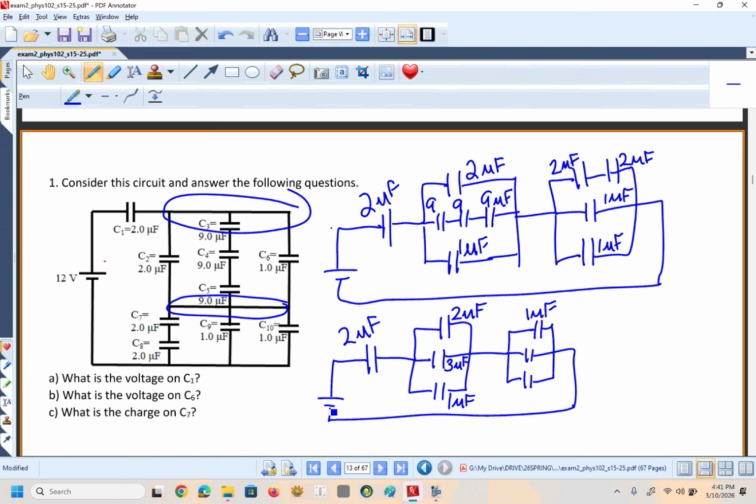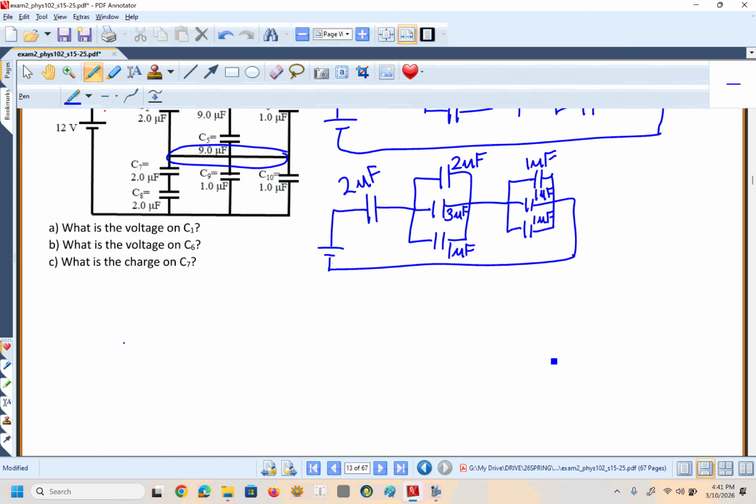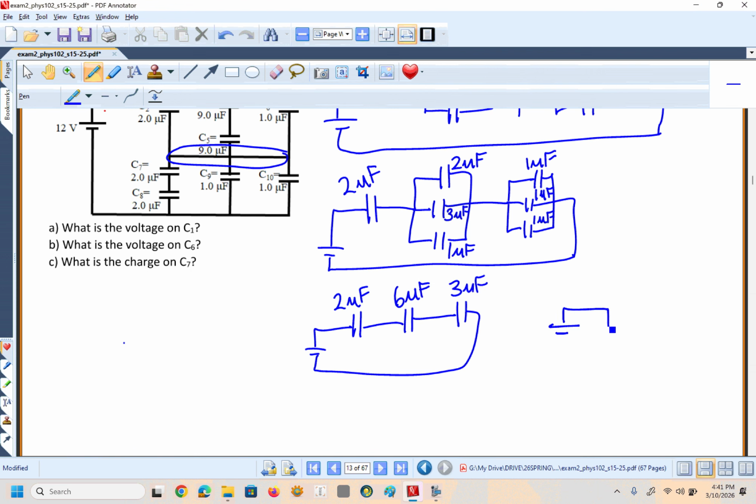So that's 1 microfarad, 1 microfarad. And then I can do those 2, 3, and 1. That's 6 and 3. So I'm left with a 2, a 6, and a 3, all in series. 2 microfarads, 6 microfarads, 3 microfarads. And then finally, I can find the equivalent, which is just 1 microfarad. The 2, 6, and 3 in series is just 1 microfarad, and I have 12 volts across the battery.